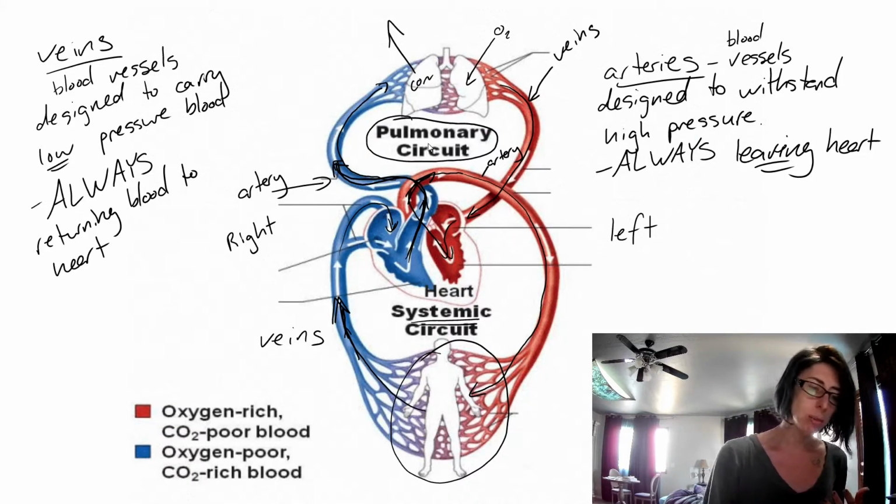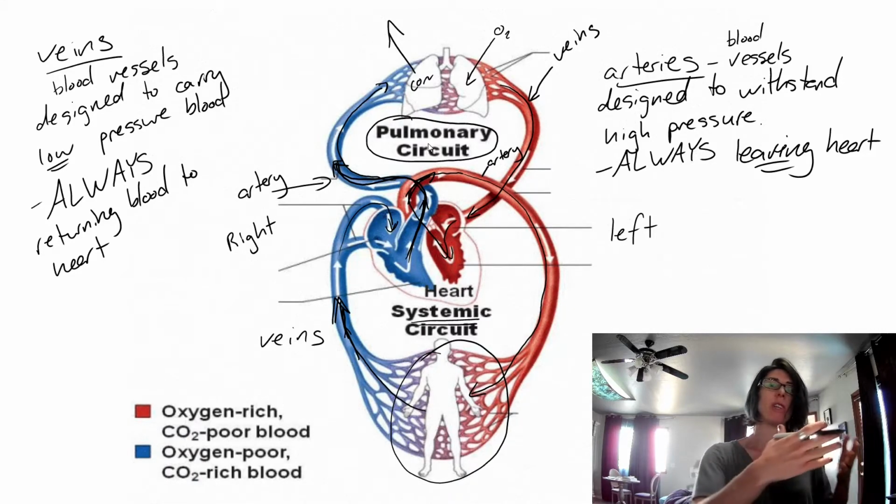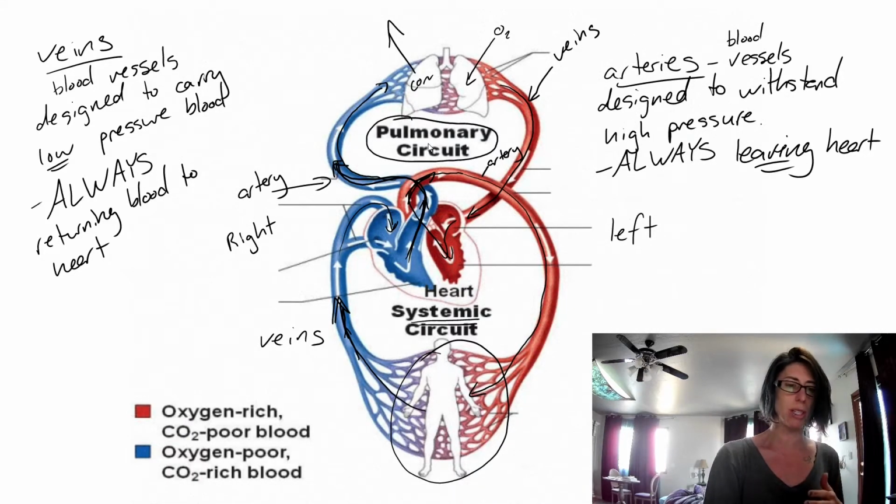The returning blood then, instead of branching out, all the branches start converging. And that's true in the systemic circuit and in the pulmonary circuit, but you see more branching in the systemic circuit because it's not just going to the lungs, it's going to the whole body.